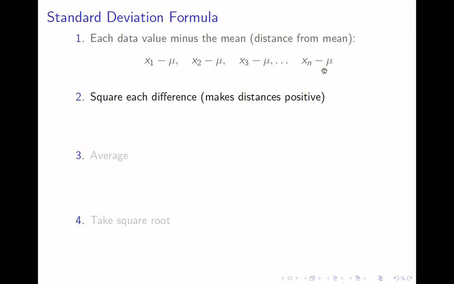And then the second step is we square each of those distances. The idea is that some of these are negative and some are positive. So if we want to think of them as distances, that doesn't really make sense. So we square them to get rid of the sign.